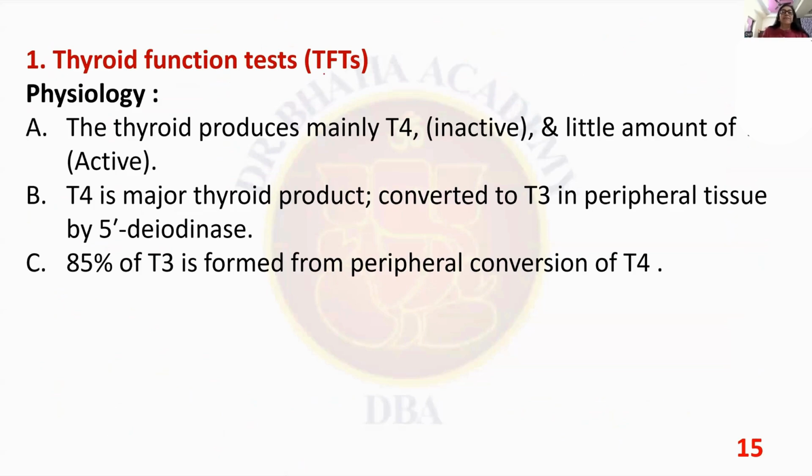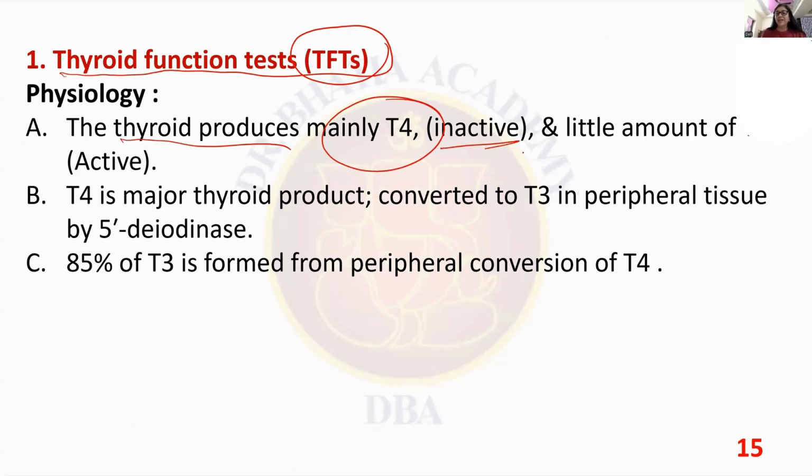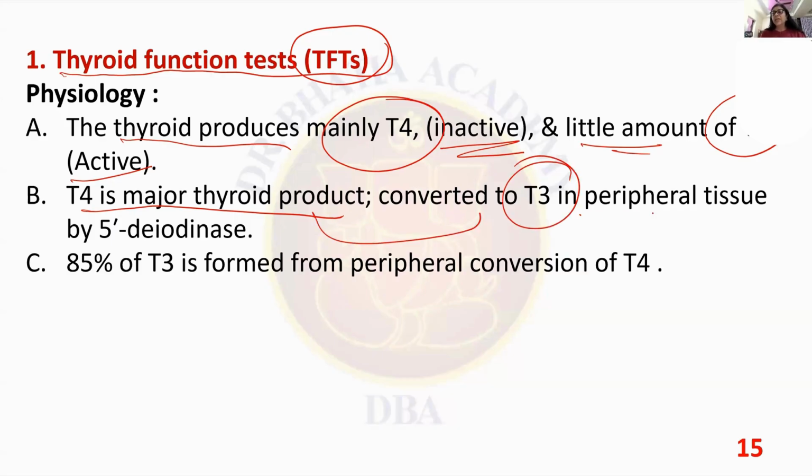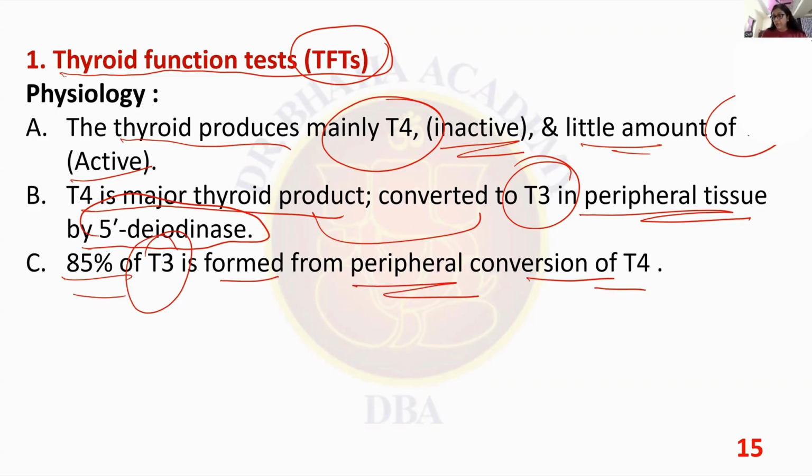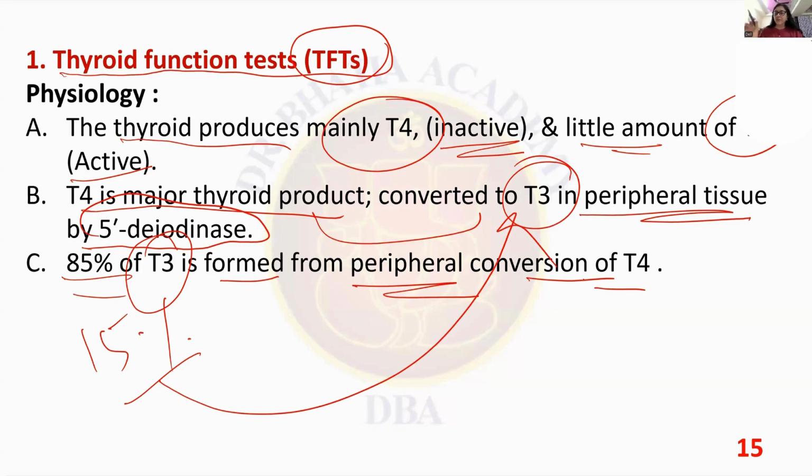Then comes the question: what are the thyroid function tests? How are they done? If you look at the physiology, the thyroid produces mainly T4, which is inactive, and a small amount of T3, which is active. T4 is the major product, but it is converted to T3 in the peripheral tissue by 5-deiodinase. 85% of the T3 is formed from peripheral conversion. Only 15% is coming directly from the gland.